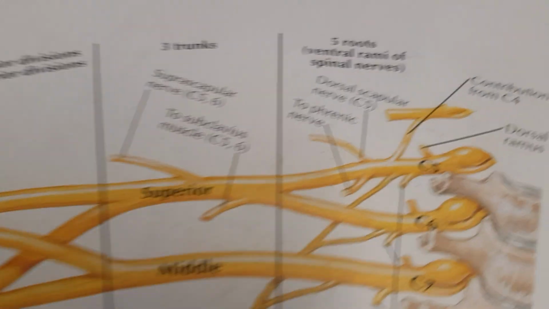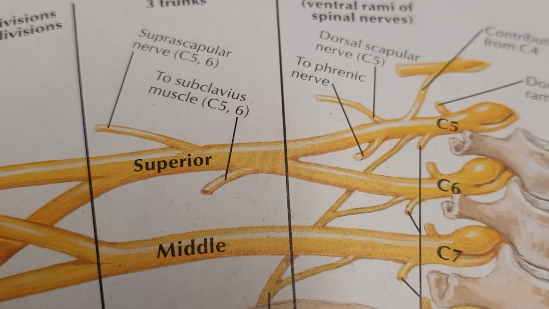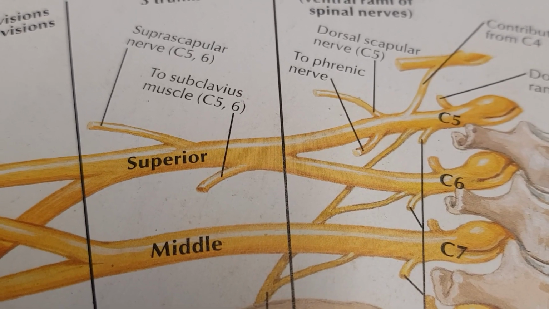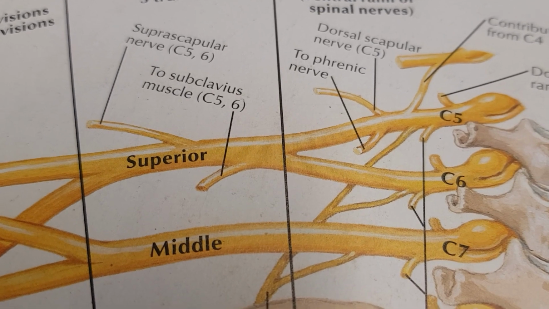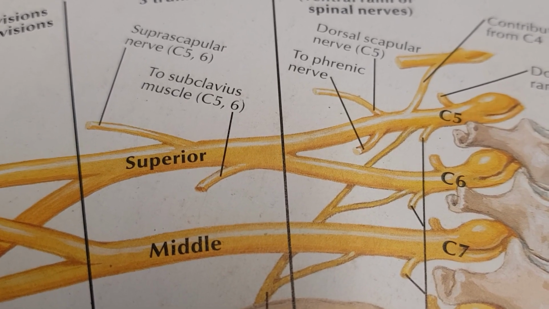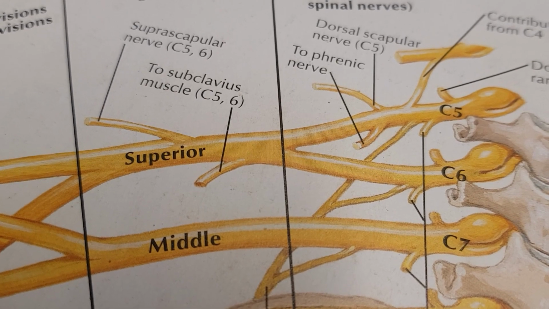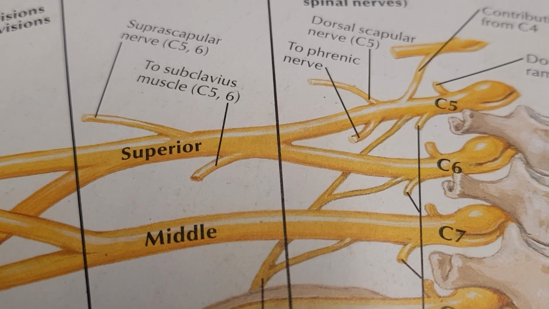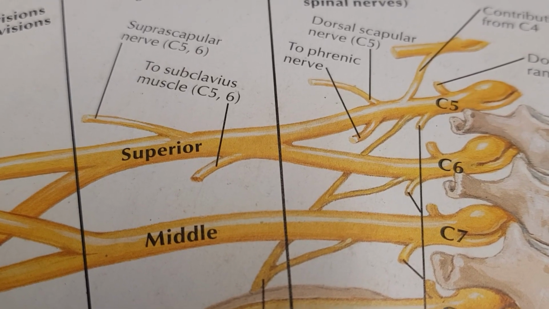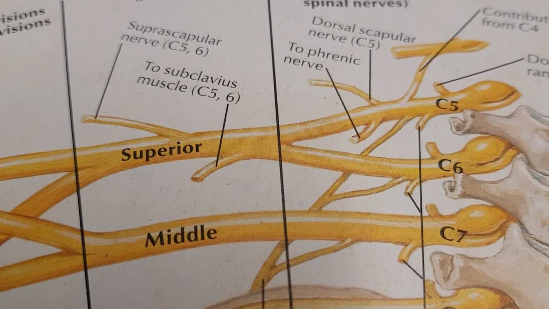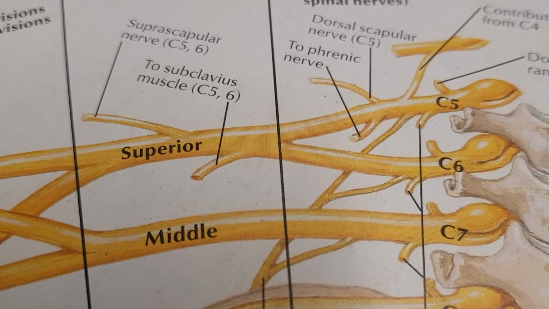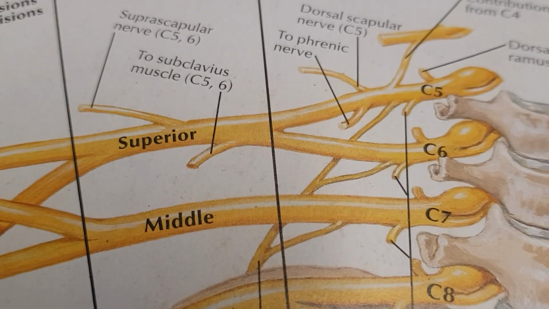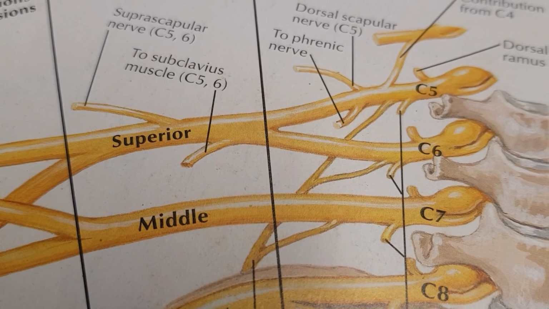So these two muscles, the supraspinatus and infraspinatus, are supplied by the suprascapular nerve. You can palpate the suprascapular nerve on the superior border of the scapula. It is situated in the suprascapular notch, this suprascapular nerve. Its function: it supplies the supraspinatus, infraspinatus, and also the glenohumeral joint capsule. The other branch is supplying the subclavius muscle.